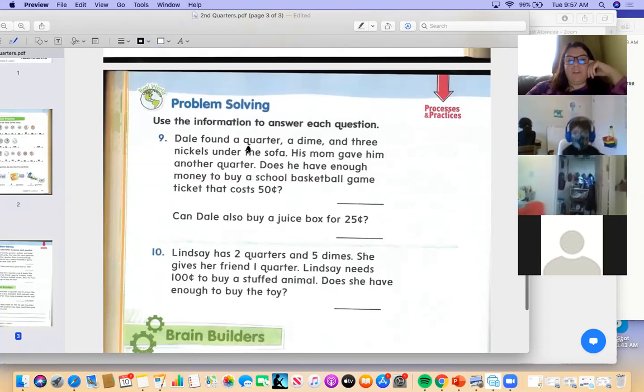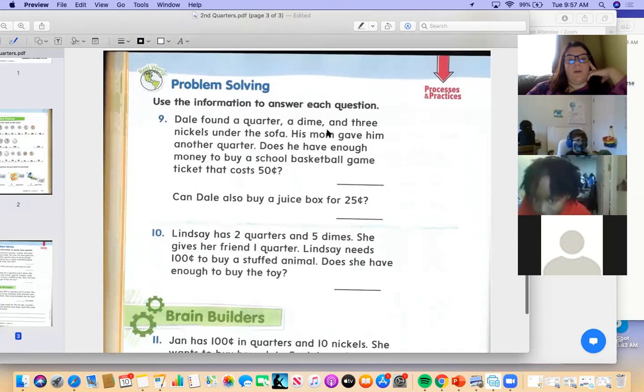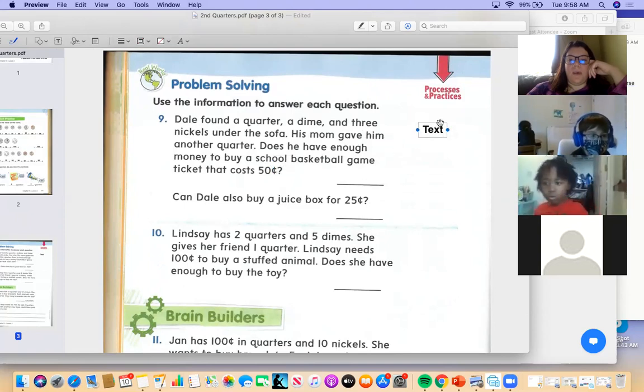So, Dale found a quarter, a dime, and three nickels under the sofa. His mom gave him another quarter. Does he have enough money to buy a school basketball game ticket that costs 50 cents? So he has a quarter, a dime, and three nickels, and his mom gives him another quarter. So now he has two quarters, a dime, and three nickels. It's going to be hard for me to draw it, but he has over 50. Right?